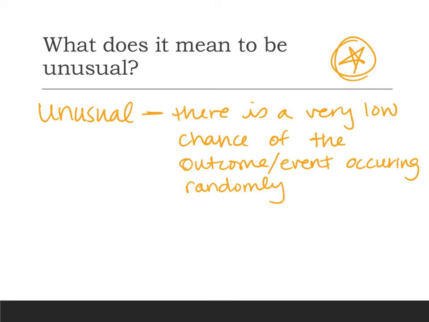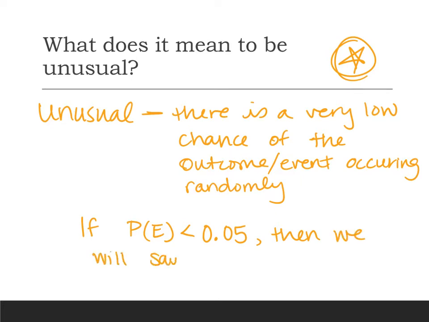The simplest way that we're going to deal with it right now is just to say any time the probability of whatever event we're looking at is less than 5%, then we will say it is unusual.